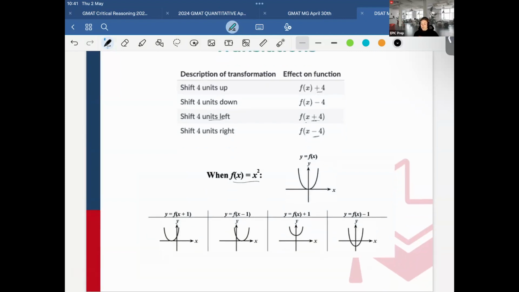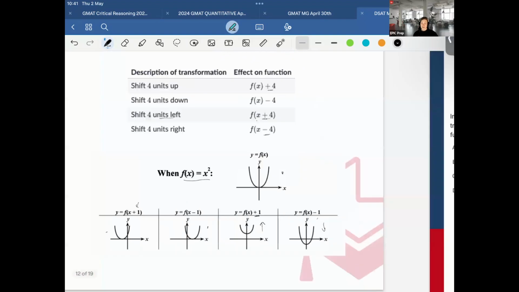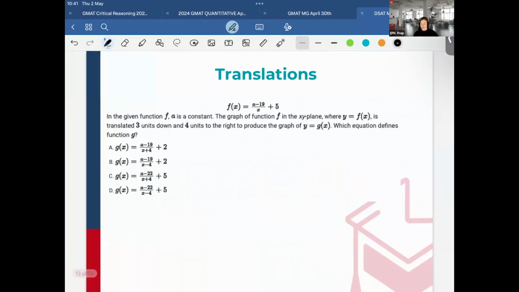Okay, so here's just a little visual. Imagine f of x is x squared. It looks like this originally. You see if it is shifting to the left, it's +1 on the x coordinate, like you see here. Shifting to the right, -1, shifting up, +1 on the function, and shifting down, -1. Super important to know this, have a good grasp. But let's see how that could look.